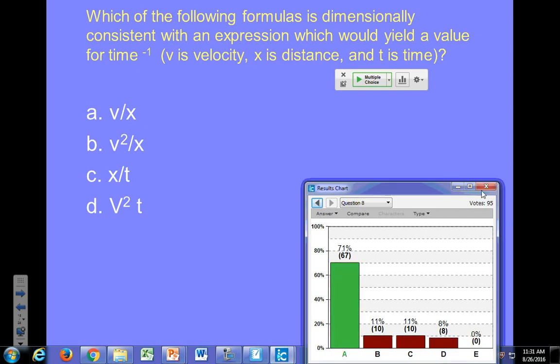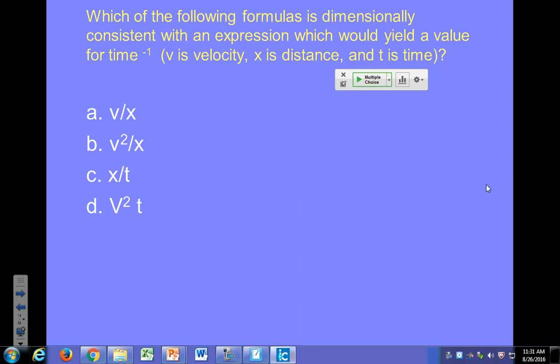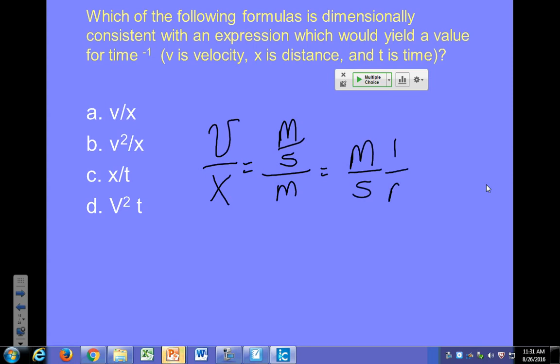Okay, good. A is right. V over x, I'll just do the correct answer. V over x, that is meters per second over meters, or I can rewrite that as meters per second, 1 over meters, those cancel, and just leave me 1 over time, or time to the -1.